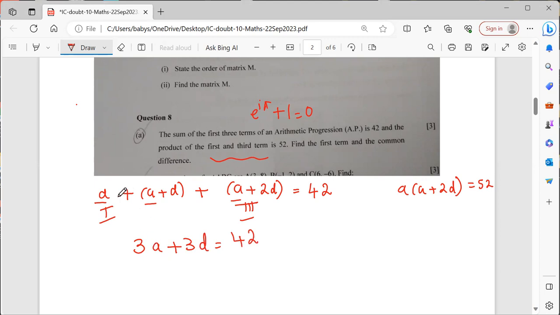Okay. So I'm just summing them up. That's what it says, no? The sum. You take out 3 common. 3 times A plus D is equal to 42. So, divide both sides by 3. 3 14s are 42, isn't it? So A plus D is equal to 14, and this is equation 1. And the next equation that I have is A into A plus 2D is equal to 52.